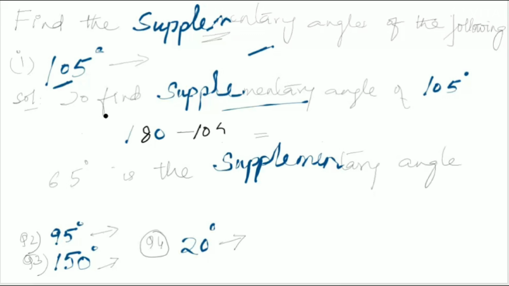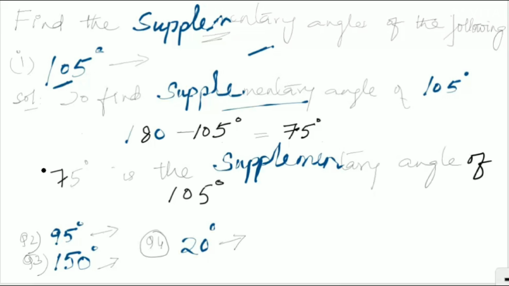180 minus 105 gives you 75 degrees. So the supplementary angle of 105 degrees is 75 degrees. 75 degrees is the supplementary angle of 105 degrees.